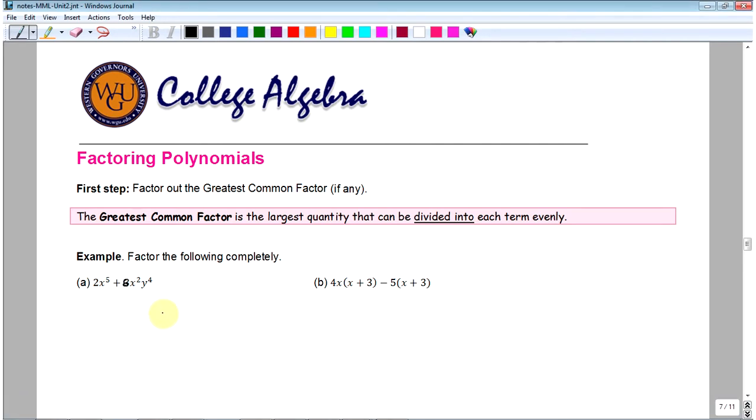Hi, this is Calandra. In this video, we will look at factoring polynomials, specifically identifying the greatest common factor and factoring by grouping. So the first step when factoring polynomials is to factor out the greatest common factor, if there is one. The greatest common factor is the largest quantity that can be divided into each of our terms evenly.